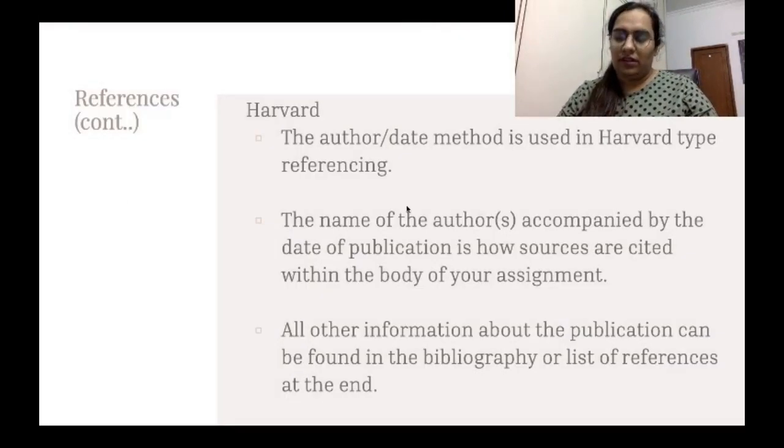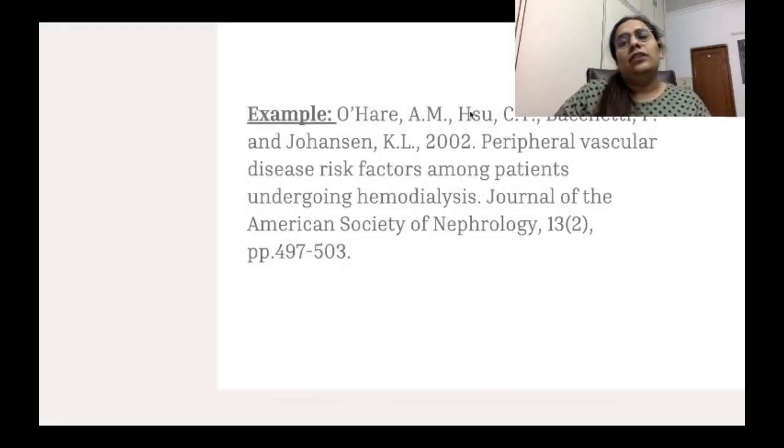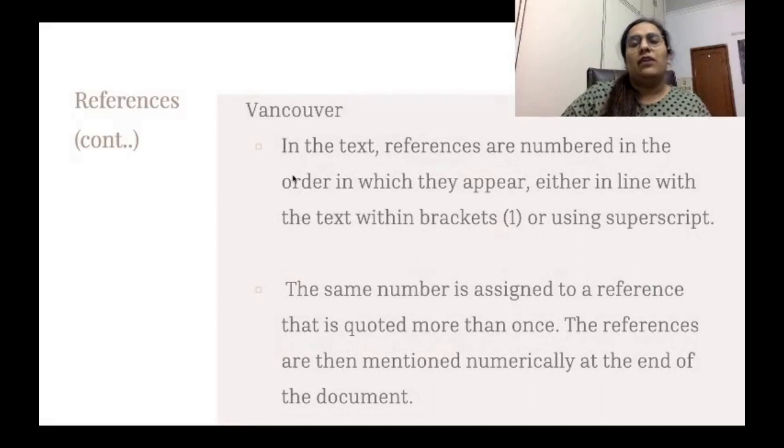The next is Harvard, the author-date method that is used in many scenarios. Here, the author name, the name initials, and the year, the title of the paper, the journal name, the volume number, and the page number. The next is Vancouver.